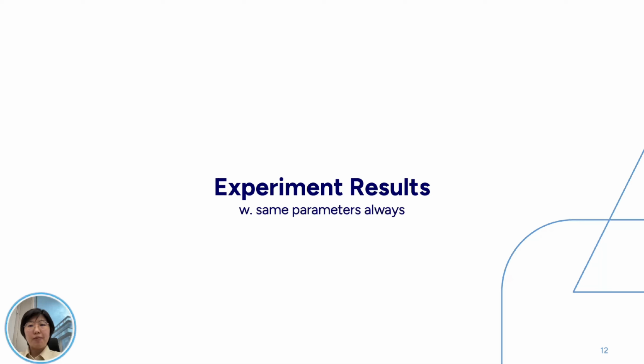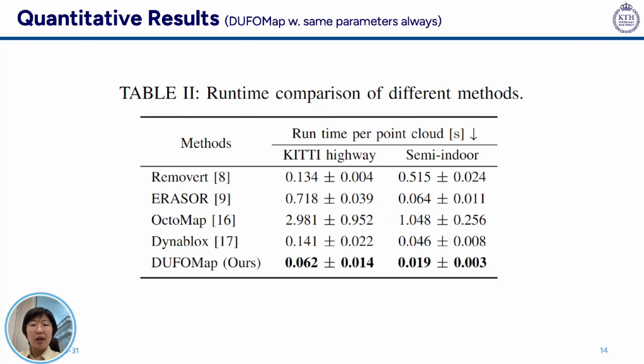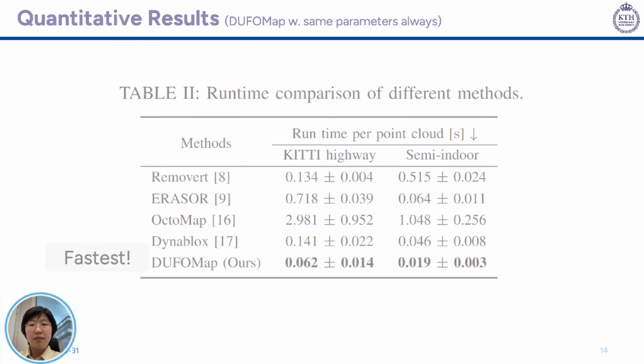Now, experiments. Keep that in mind. For DUFOMap, we always use the same parameters to show our robustness and generalization across different sensor types and scenarios. Here are quantitative results for DUFOMap on 64, 32, and 16 channel LiDAR, from autonomous driving to indoor robotics scenarios. And here is the runtime of DUFOMap, with only around 50 milliseconds per frame.